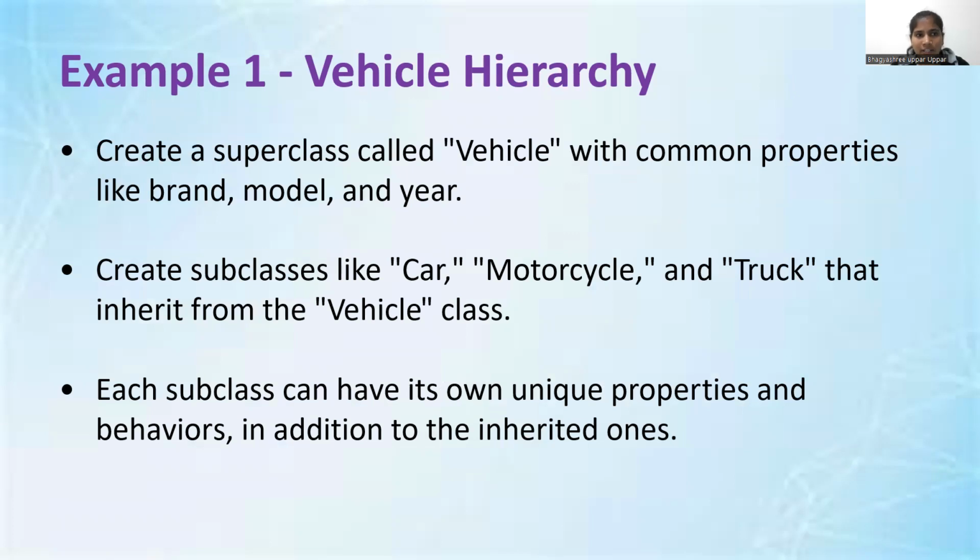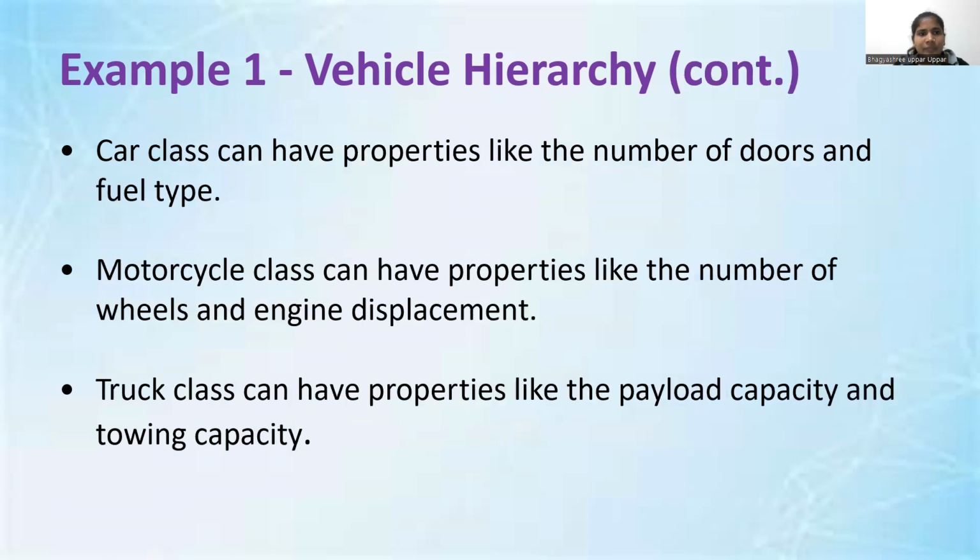Example 1. Vehicle hierarchy. Create a superclass called Vehicle with common properties like brand, model, and year. Create subclasses like Car, Motorcycle, and Truck that inherit from the Vehicle class. Each subclass can have its own unique properties and behaviors in addition to the inherited ones.